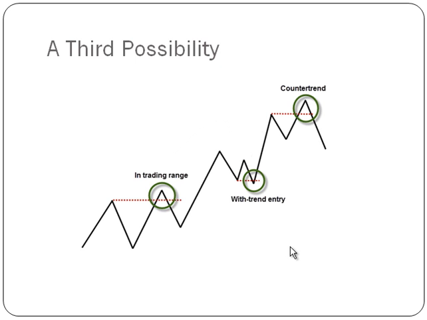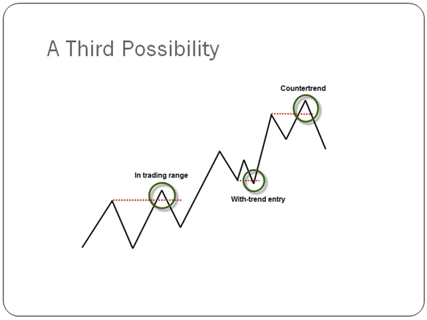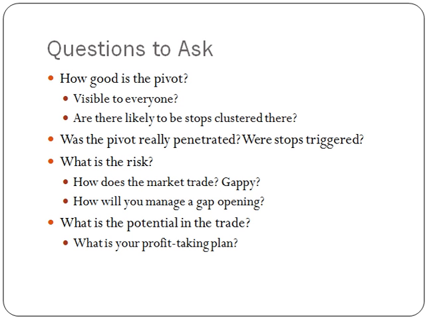So there is a third possibility. Usually when we think about these, 9 times out of 10, this is what we're considering. We're either looking at a counter trend entry, counter to an established existing trend, or an entry in a trading range. Just be aware the third possibility does exist. So when you're looking at these trades, we're going to look at a couple examples from market data.